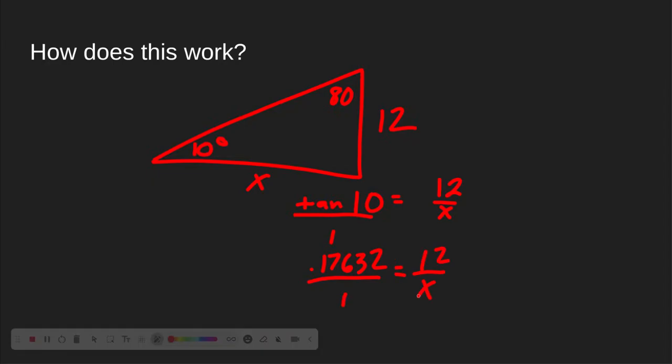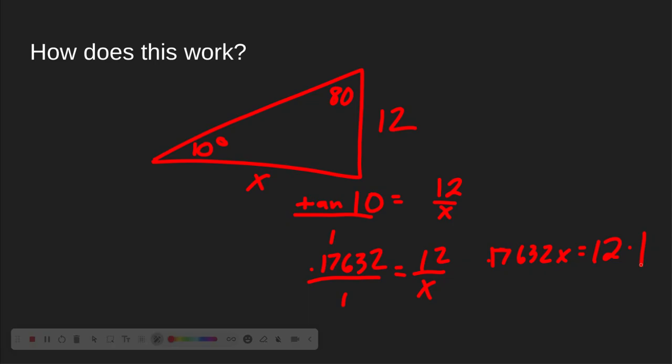Here's what this means. That means that this side is like 17% of that side. The triangles can be as big or small as we want. But what the tangent of 10 tells us is the ratio between the opposite and the adjacent side. So now when we solve this, you get 0.17632 times x equals 12 times 1.